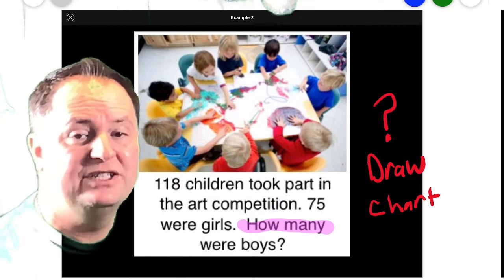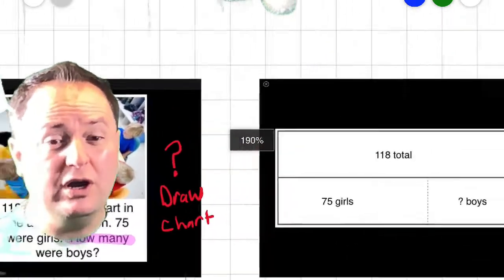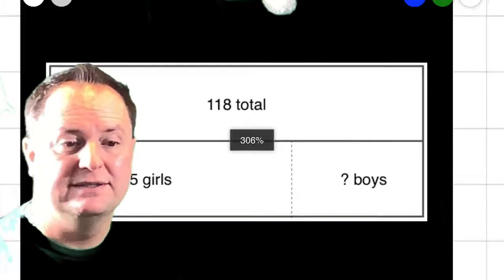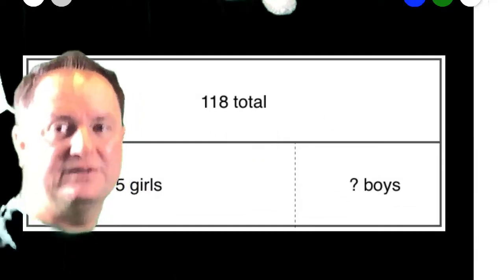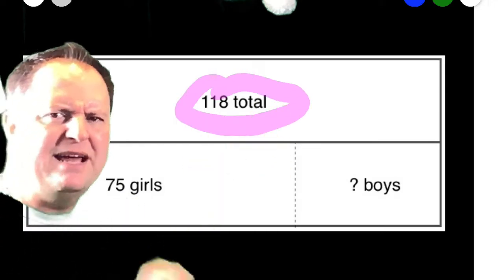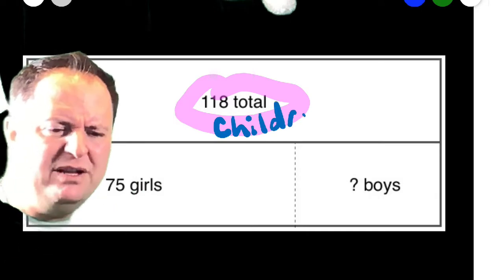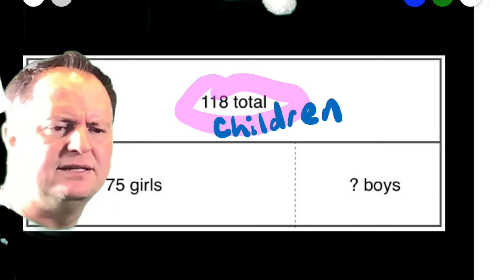Remember, 118 children took part in that competition. 75 of those children were girls. How many were boys? Okay, so here you see we've got our 75 girls, but we had that many boys, or children altogether. So, how did we solve that? How did you solve that?